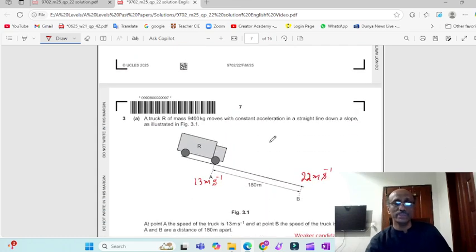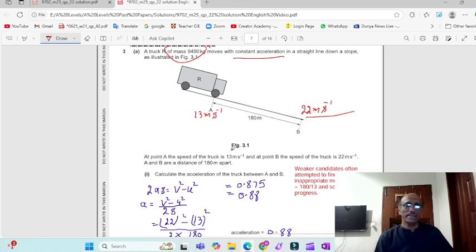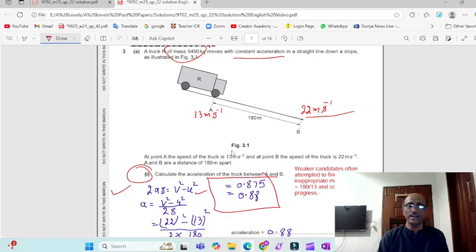Now question number 3. A truck R of mass 9,400 kg moves with a constant acceleration in a straight line down a slope, and then it moves on a horizontal surface. Initial velocity is given, final velocity is given, the distance is given, acceleration is required. So we will apply the equation 2as equal to v square minus u square. Then I will substitute the values. I will get 0.875 and the acceleration will be 0.88.